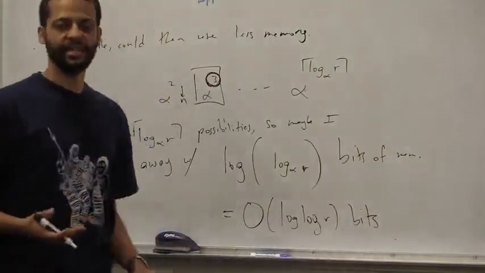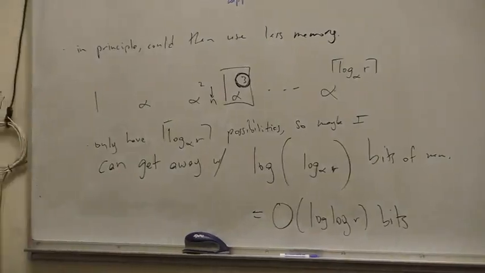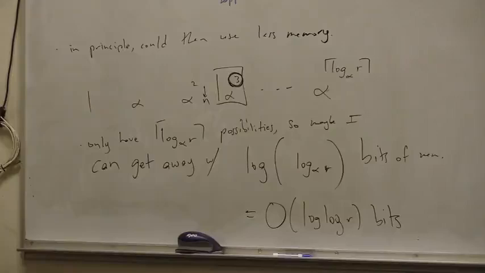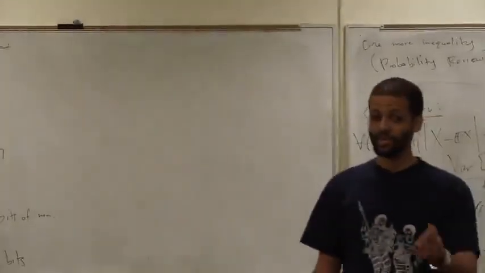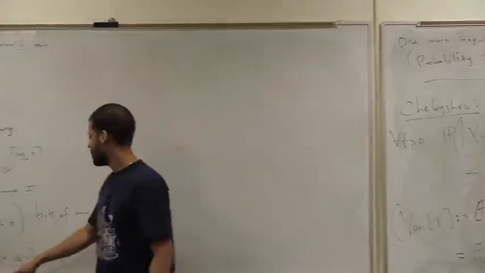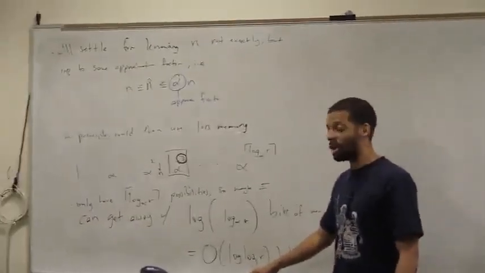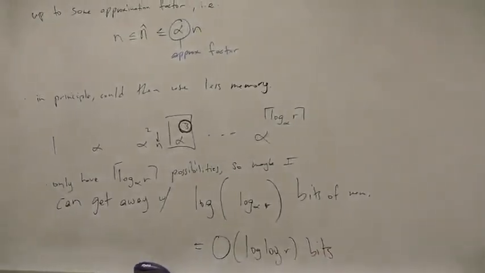Or no, I think r is n. So basically what I'm saying is, if I only want to know the answer up to some approximation factor, like say alpha is 2, or say even alpha is 1.01, right? If alpha is 1.01, that means I want to know the answer up to a 1% error. In principle, I can get away with only log log n bits and be able to tell you n up to 1% error.